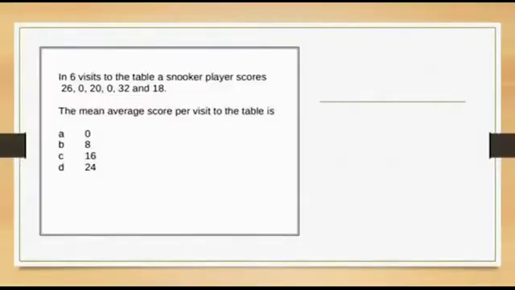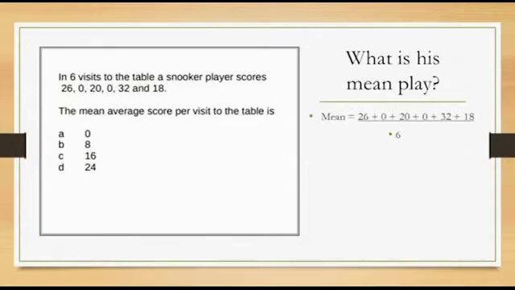All right, so we're still on averages. In 6 visits to the table, a snooker player scores 26, 0, 20, 0, 32, and 8. The mean average score per visit to the table is... and I want you to pay attention to the fact that we have zeros there. Now, I didn't have to include the zeros in the top because you should know that when you add 0 to any value, you retain that value. So 26 plus 0 is 26. So the 0 doesn't change the total.